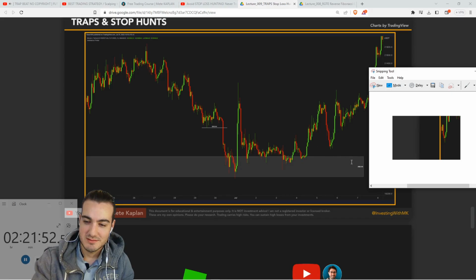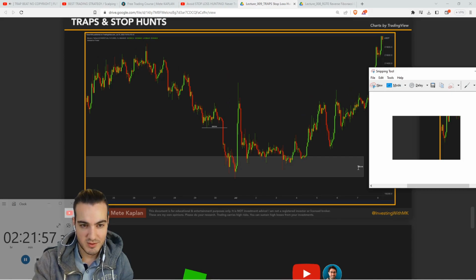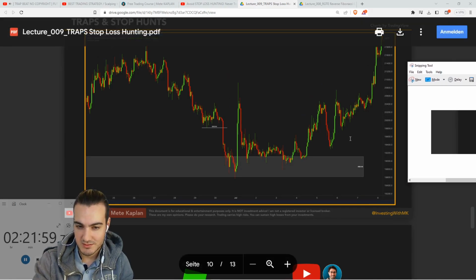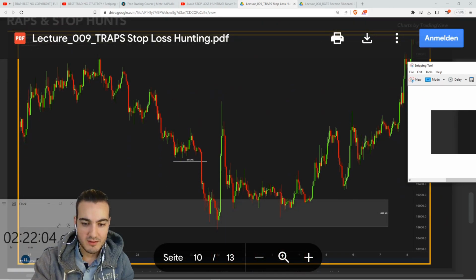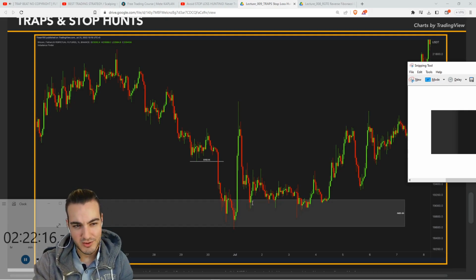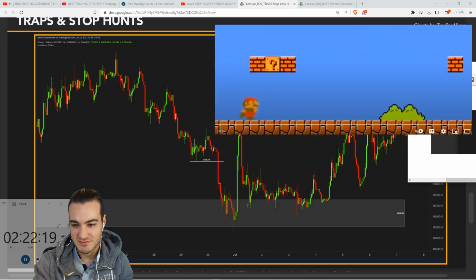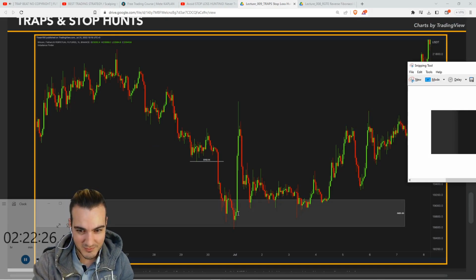Because if price comes into an imbalance from a larger time frame, and in this example, it's a 4-hour imbalance, price gets a whole lot of energy. I'm trying to think of an example. It's like when Mario eats one of those mushrooms and he goes into steroid mode. Or Pac-Man eats that power pellet, and he can do anything.